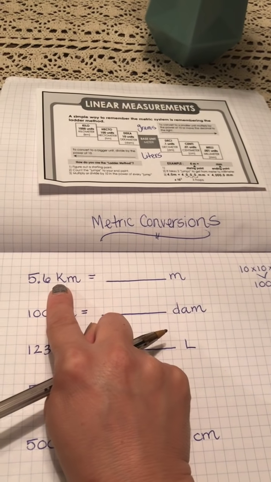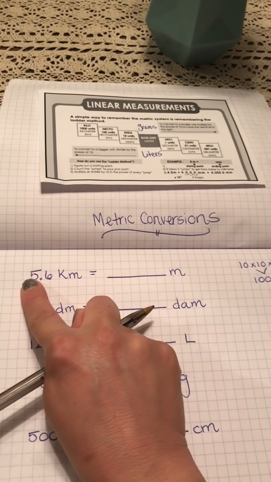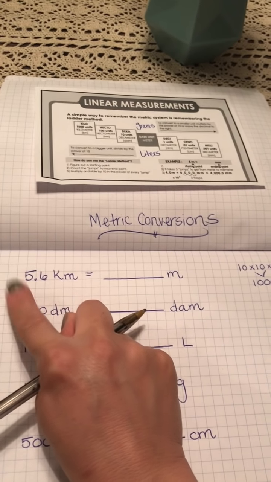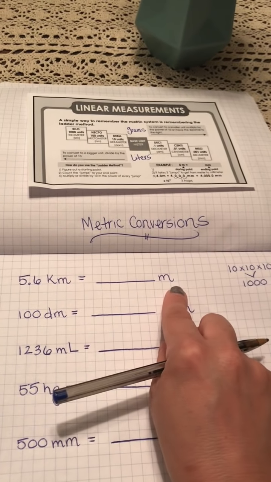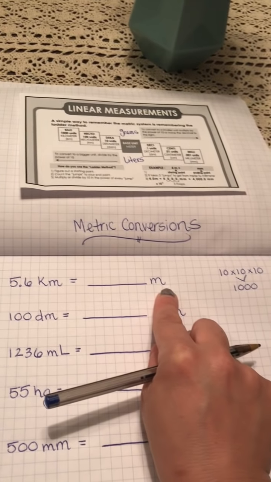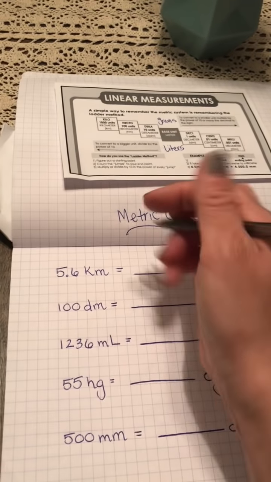Remember, kilometers are like city blocks. So I have about 5.5 city blocks represented here. And I want to see how many meter sticks that would take me if I had placed a bunch of meter sticks around those 5 blocks. So of course, this number is going to increase.